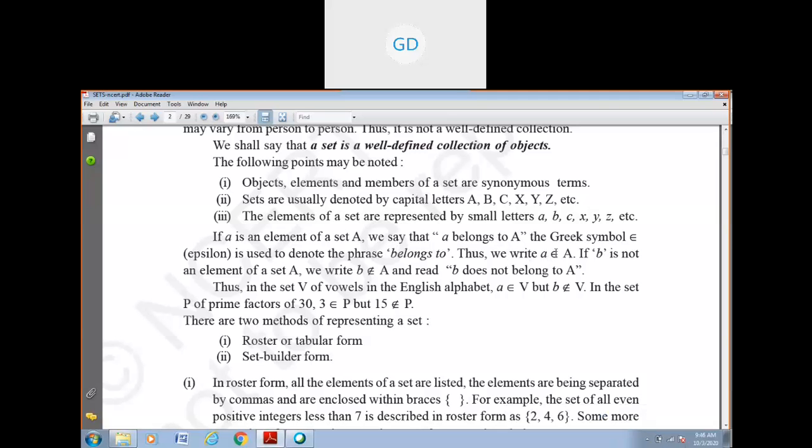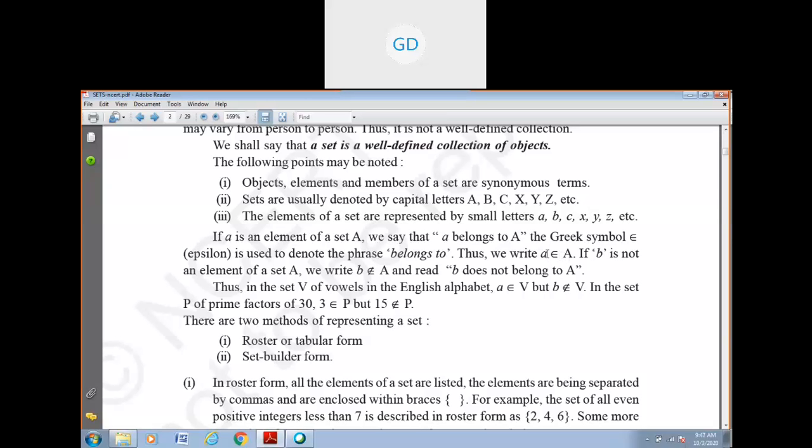This symbol is from the Greek alphabet. This is epsilon. So a epsilon A means small a is lying in the set capital A, and it is read as a belongs to A. We do not read it as a epsilon A. We read it as a belongs to A. That means small a belongs to the set capital A.